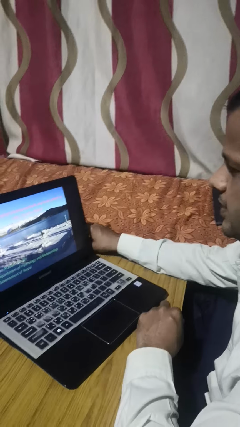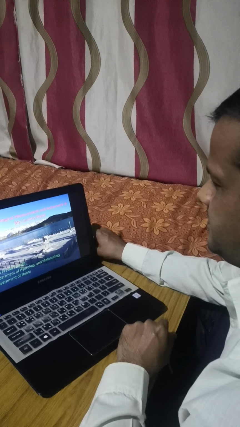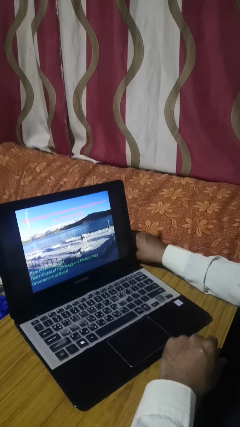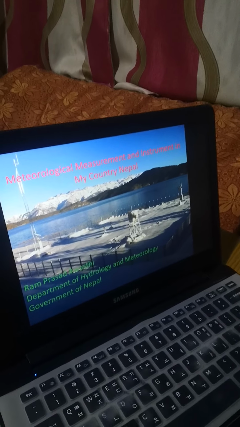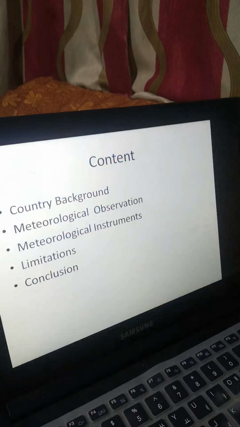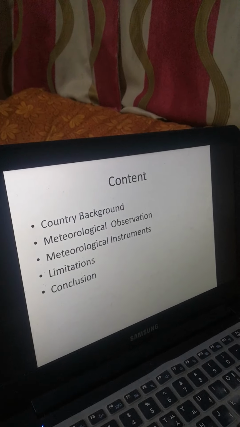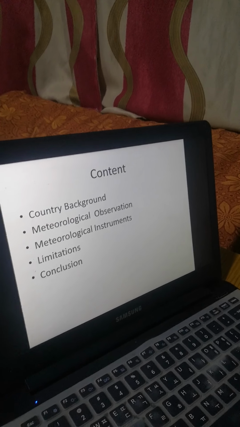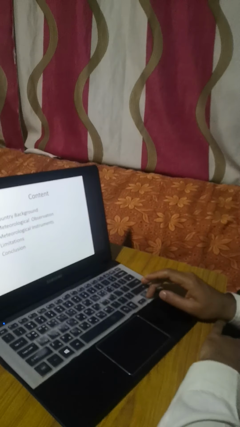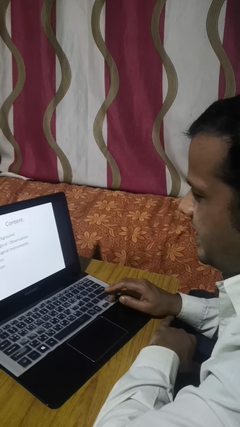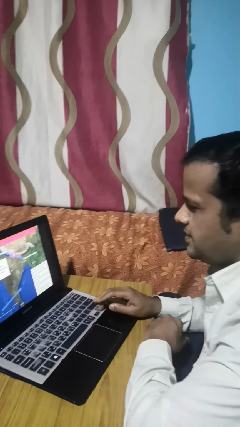Today I am going to talk about the meteorological measurement and instrument requirements, especially those used in my country, Nepal. I am Ram Prasad Avasthi from the Department of Hydrology and Meteorology, Government of Nepal. I will concentrate on topics such as the country background, then meteorological observation, meteorological instrumentation, and what the limitations and lackings are in my country. And then I will conclude my presentation.